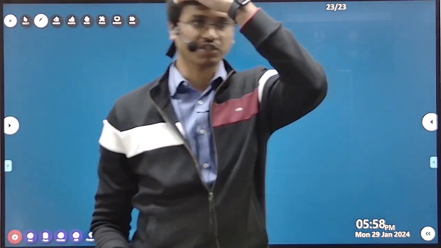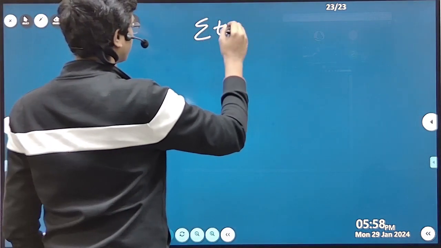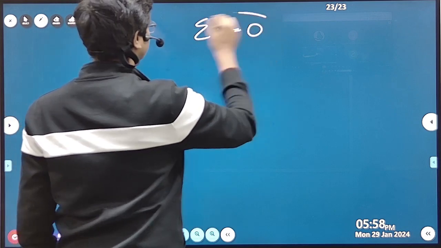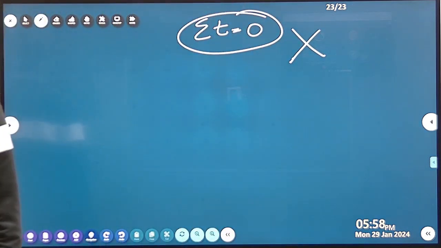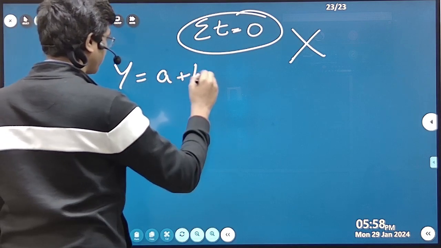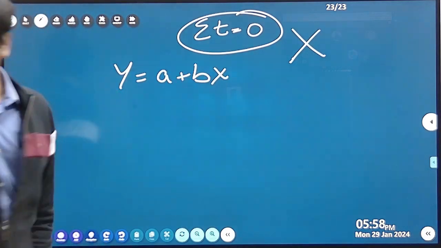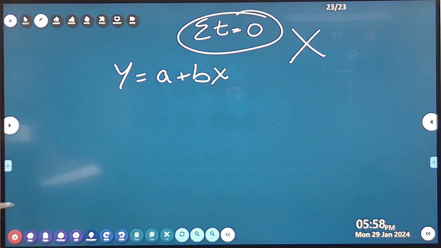Which is a non-time series problem, right? So in a non-time series problem, you will not have sigma t is 0. This assumption will not hold good in a non-time series problem. So in a non-time series problem, it will be y equal to a plus bx. Okay. So if we take a look at our problem, go to page number 30, illustration number 3, right?